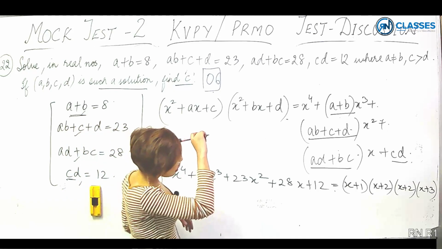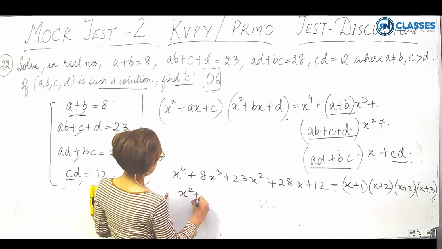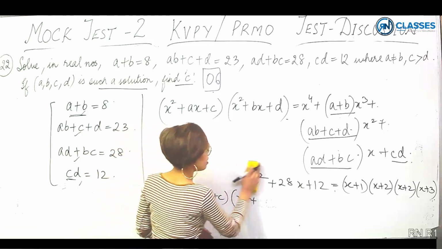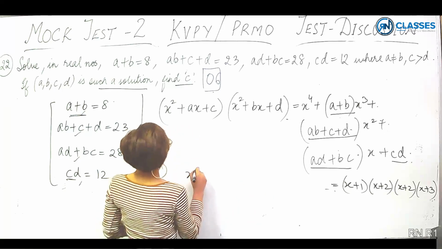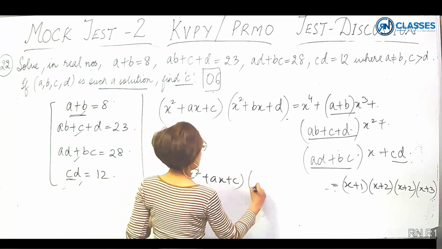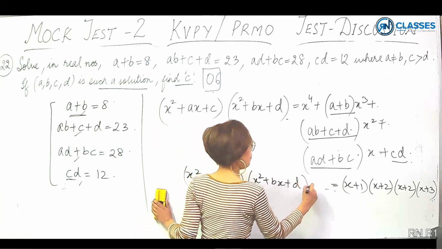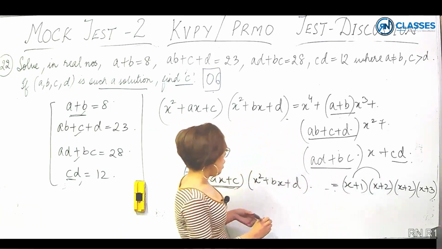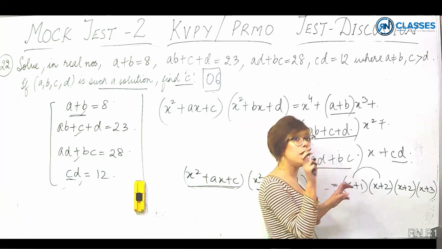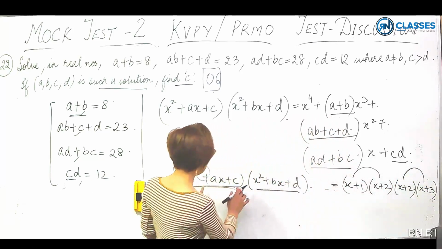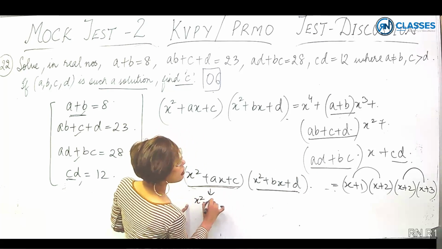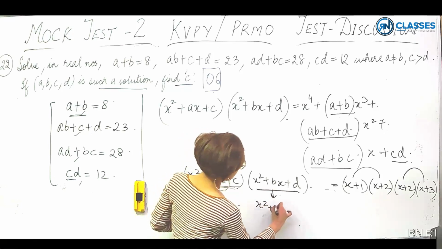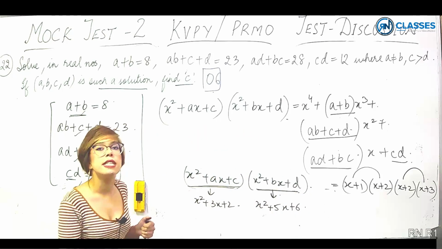Cool? So, let me see. Let me write this as x square plus ax plus c into x square plus bx plus d. If I want to find out this quadratic factor, maybe I can multiply these two. And obviously this quadratic factor will be available when I multiply these two. So this is equal to x square plus 3x plus 2 and this is equal to x square plus 5x plus 6. This is one of the cases.